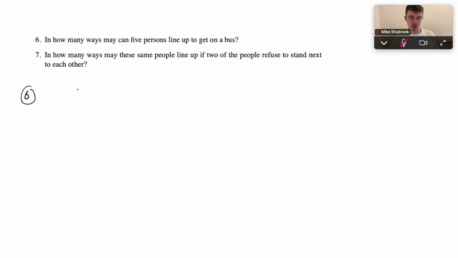How many ways can 5 people line up to get on a bus? Well, in the first position there's 5 options, then in the second position there's 4, in the third position there's 3, and so on and so on. The answer is 5 factorial. So this one's a little bit trickier. How many ways may these same people line up if 2 of them refuse to stand next to each other?